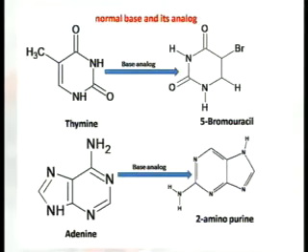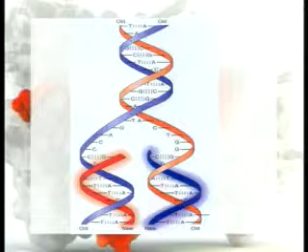A number of modified bases can be incorporated in place of a normal base during DNA replication, as the DNA polymerase cannot differentiate between the normal base and its analog. Mutations based on the tissue of origin are somatic mutation and germinal mutation.